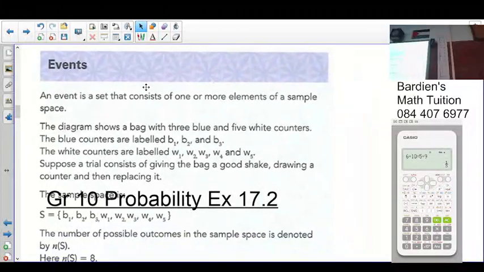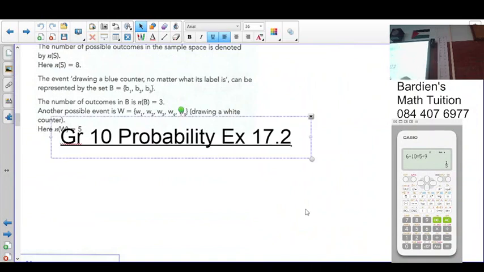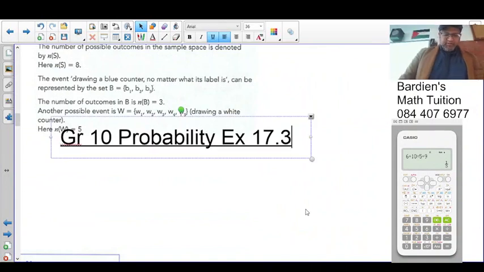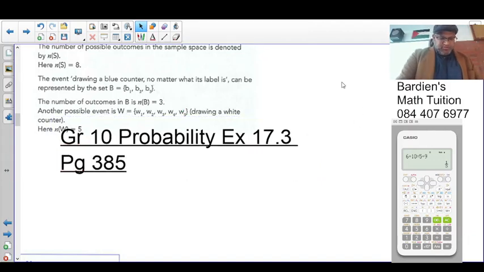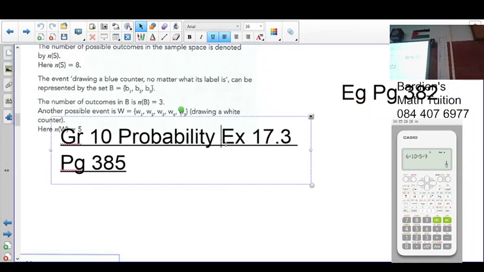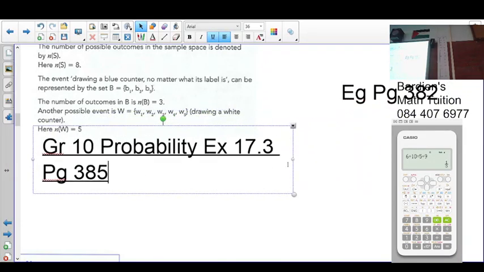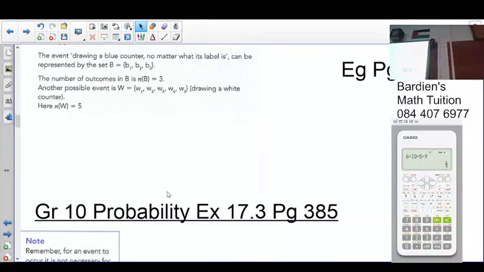Events. Was that the last? Okay, so let's read here quickly. This is now for exercise 17.3, on page 382. This example is on that page. So now we need to look at events.